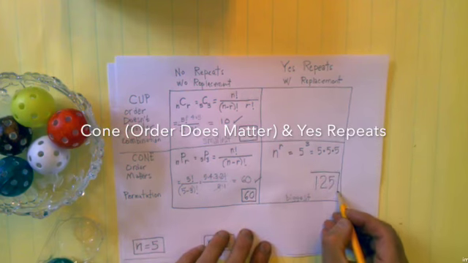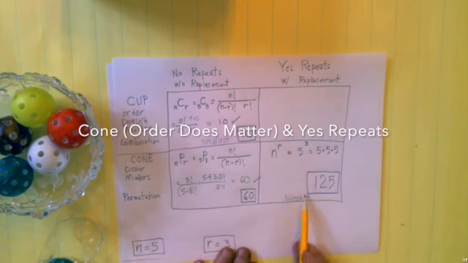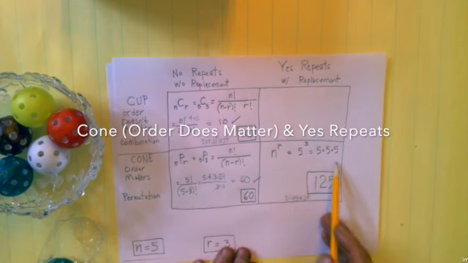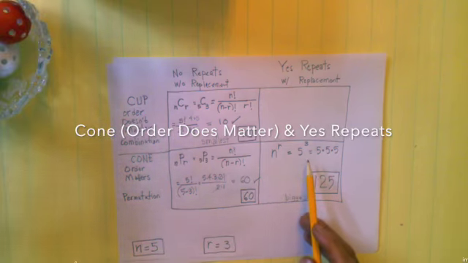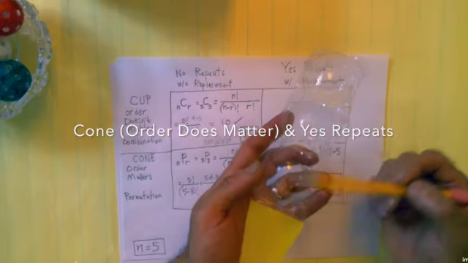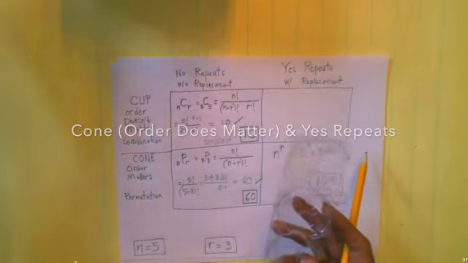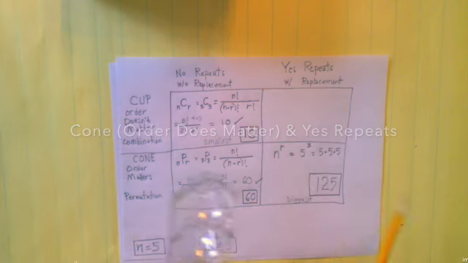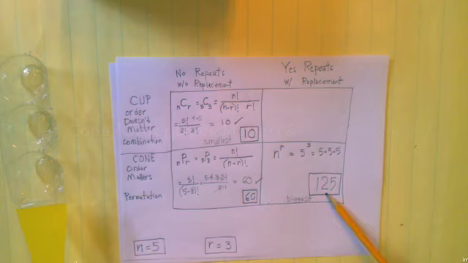And as you thought, it's way bigger than 60. It's way bigger than 10. We already predicted that that's going to be the biggest number. That's the maximum freedom. Because you get your ice cream in a cone, so the order matters. And also you get repetitions allowed out of the 5 flavors. Okay, so 10, 60, 125.